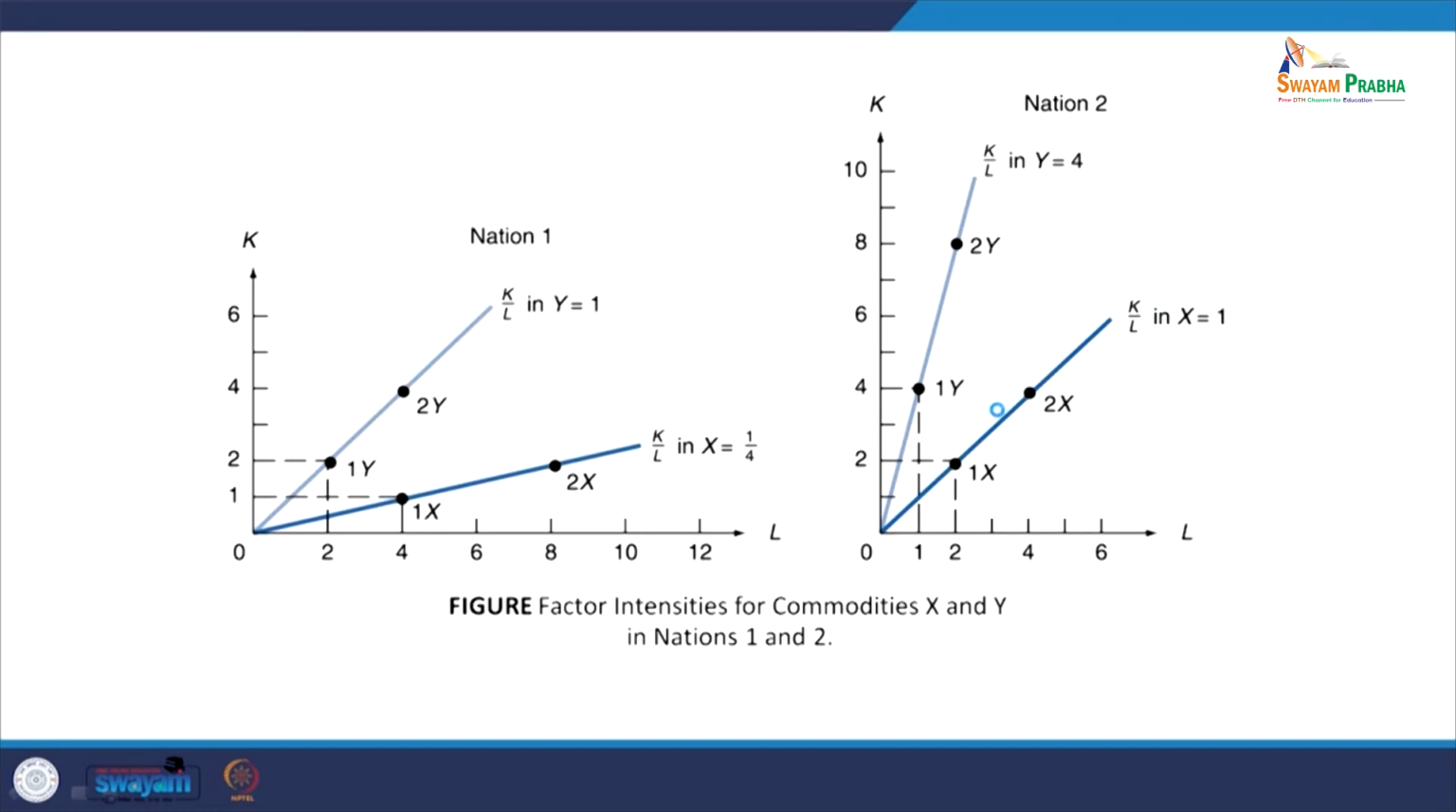Now, this is visible here, nation 1 and nation 2. We have assumed that commodity X is labor intensive. Here it is commodity X and its extent of labor and capital use. So, this ray is for commodity X where more labor is utilized, and this is the expansion path of Y where relatively more capital is used as compared to X. In nation 2 again X is labor intensive; they are using more labor as compared to capital.